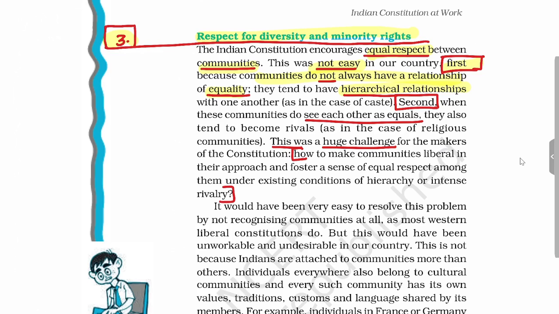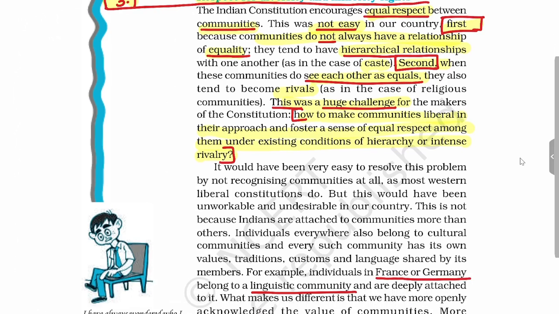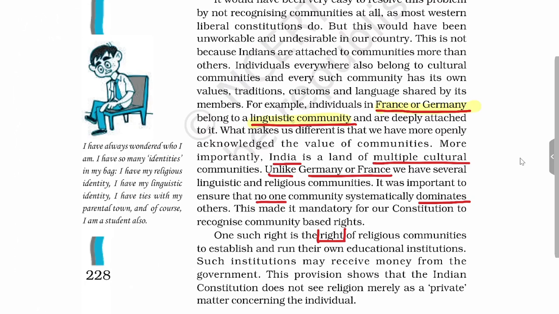So this was a very huge challenge in front of our constitutional framers. How to make communities liberal in their approach and foster the sense of equal respect among them under the existing conditions of a hierarchical or a rival society was a very big challenge faced by the framers of the constitution. Apart from that, if you see France or Germany, they are based on the language. So they are linguistic communities. But India has multiple languages, so it's a multi-cultural community. And unlike France and Germany, which are based on linguistic and religious communities, no particular community in India can systematically dominate others.